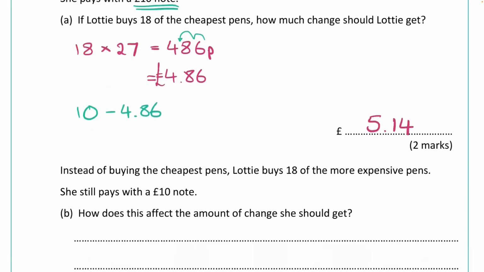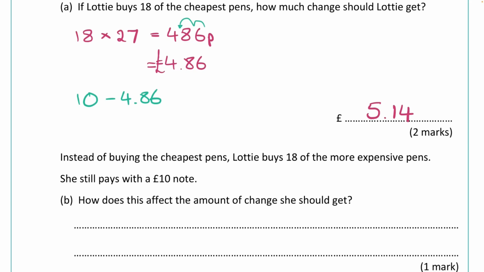Now we have a part B to this as well. It says instead of buying the cheapest pens, Lottie buys 18 of the more expensive pens. She still pays with a £10 note. How does this affect the amount of change she should get?